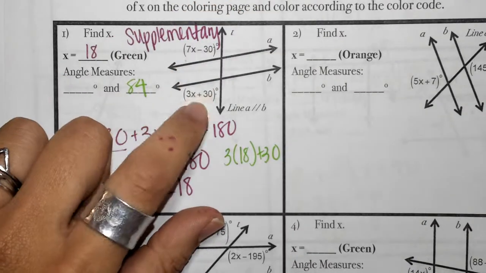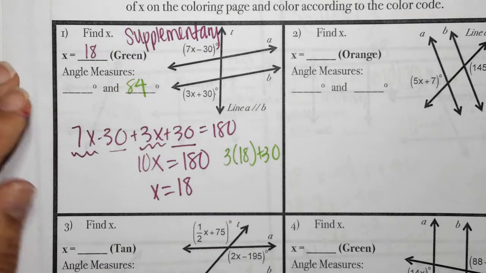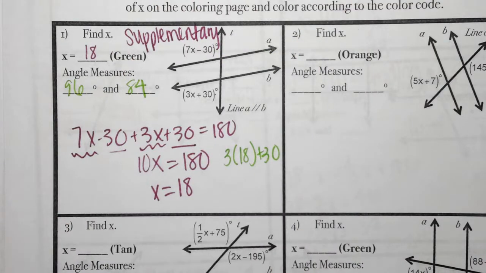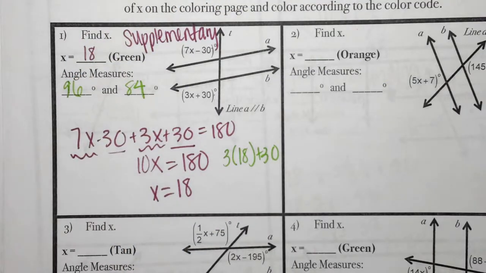So if this one is 84, what would our other angle be? 96. How did you get 96? You do 180 minus 84, and you get 96. You could also plug it in, yes. I plugged it in. Good.